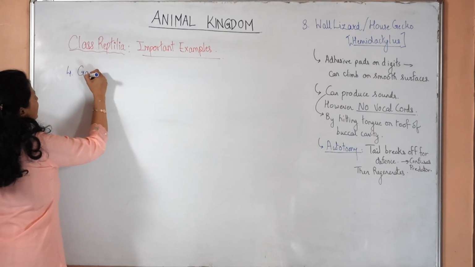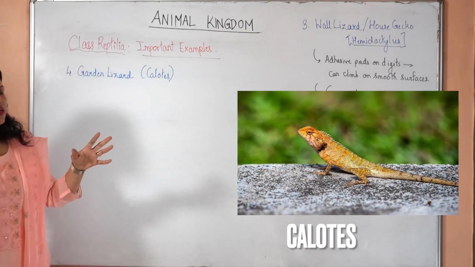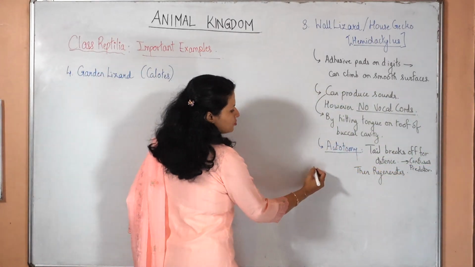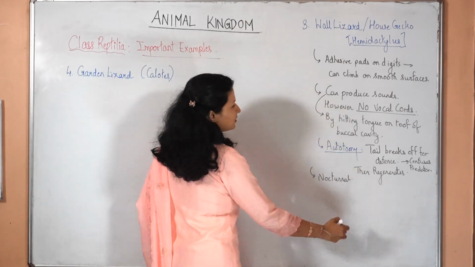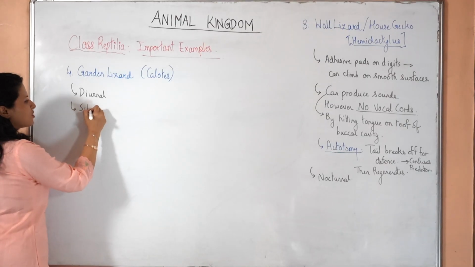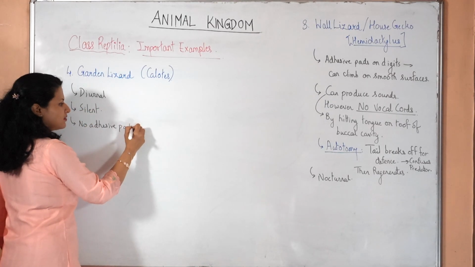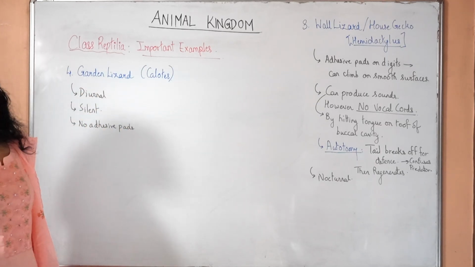Then we have the garden lizard called as Calotes. The lizards are commonly called as geckos. The wall lizard is usually nocturnal, wherein the garden lizard is said to be diurnal. This one is silent, it does not produce sounds, and there are no adhesive pads. You must have seen this garden lizard frequently running into the gardens.